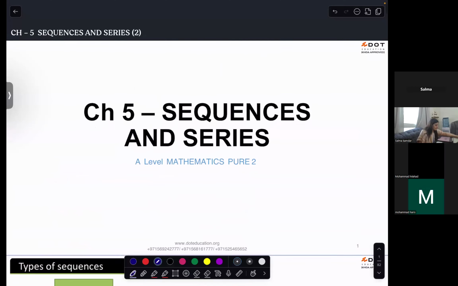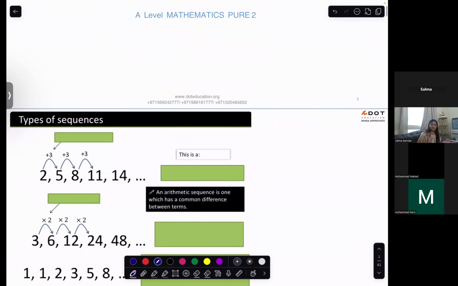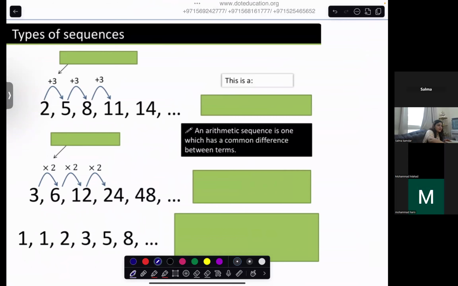In this chapter of Edexcel IAL Pure Maths 2, it's a walkthrough for your fifth chapter, sequences and series. This will enlighten you with the concepts and the types of sums that are coming. You'll already know there are two types of sequences. Can you tell me what they are? Arithmetic and geometric. Very good. So what is the difference between arithmetic and geometric?